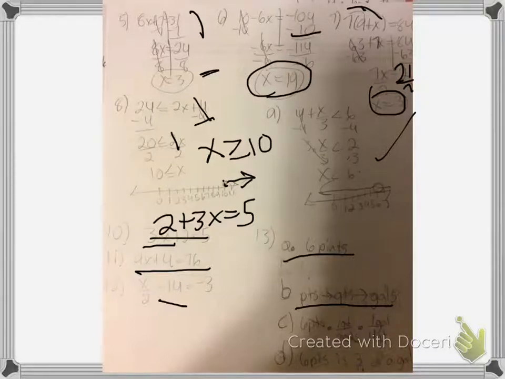I cancel out my units. I multiply straight across, and I get 6 pints is 3/4 of a gallon, or 0.75 of a gallon.